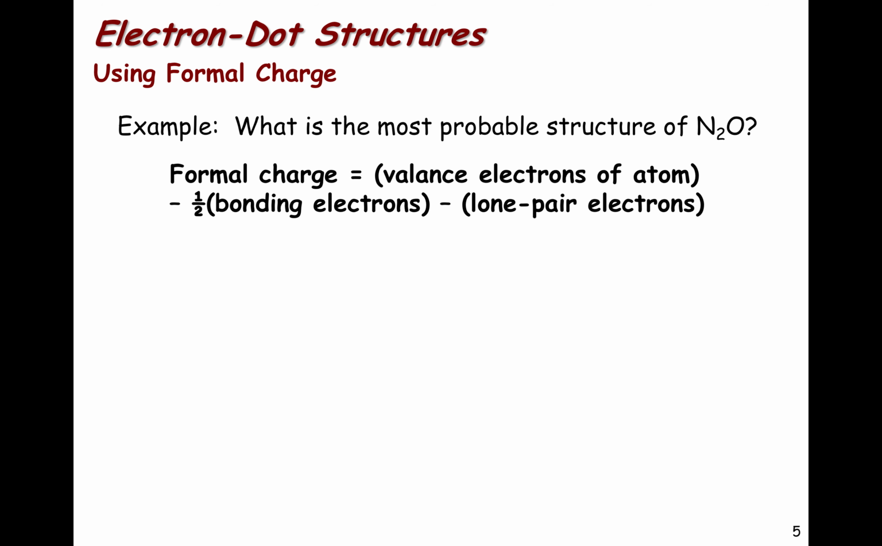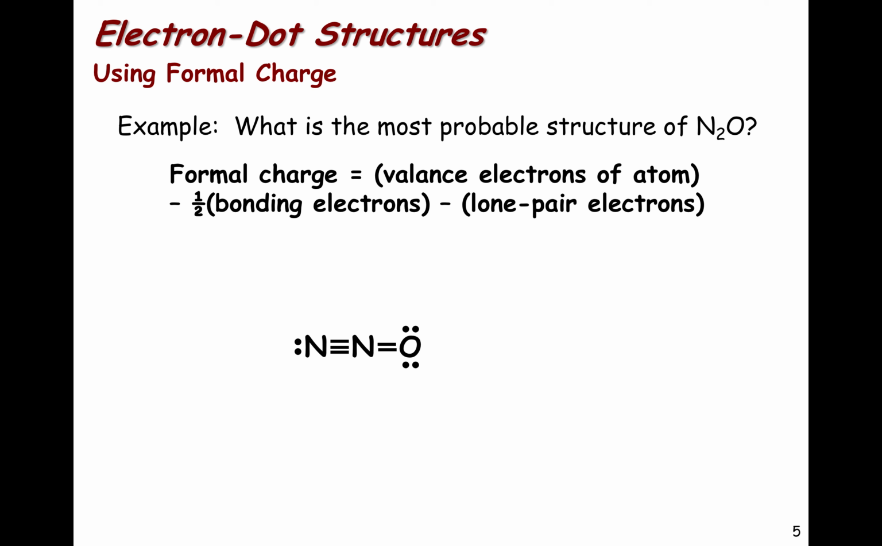Shown here is another example of using formal charges to help determine the best possible Lewis-dot structure. We have the N2O molecule, sometimes known as nitrous oxide. Again, the formal charges are determined by taking the number of valence electrons and subtracting away half of the bonding electrons and all of the lone pair electrons. The first Lewis-dot structure has a triple bond between the two nitrogens and a double bond between the central nitrogen and the oxygen.